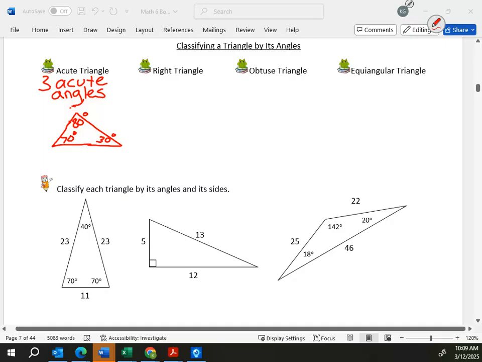Next triangle is a right triangle. Think about what we know about the acute triangle. What do you think the definition of a right triangle is? Lila? There is one right angle. That is, like you said, 90 degrees.